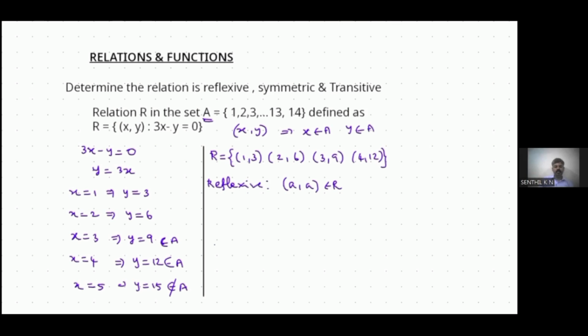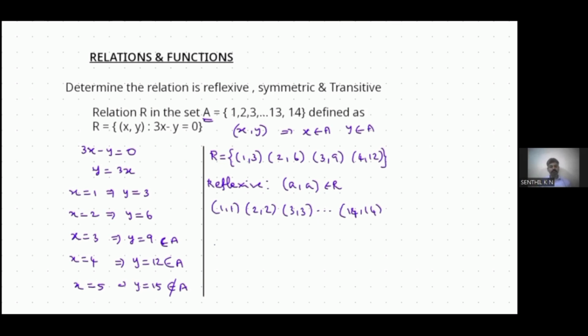So R must satisfy the reflexive, which means R should have the elements (1, 1), (2, 2), (3, 3), like that, up to the element (14, 14). Then only we can say it is reflexive. So the relation is defined from where? The set A. A having the elements 1, 2, 3, etc.